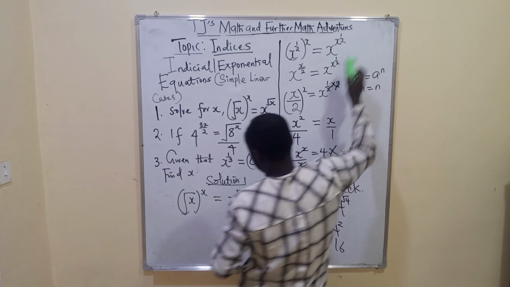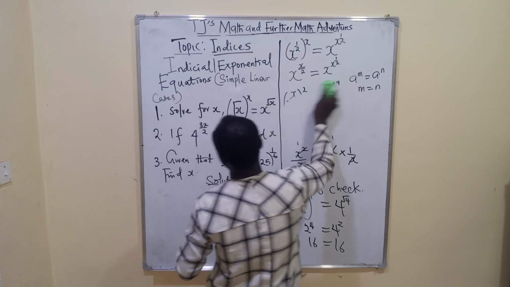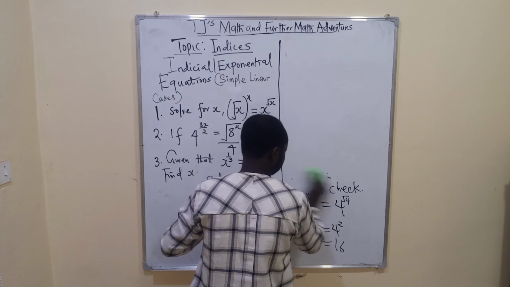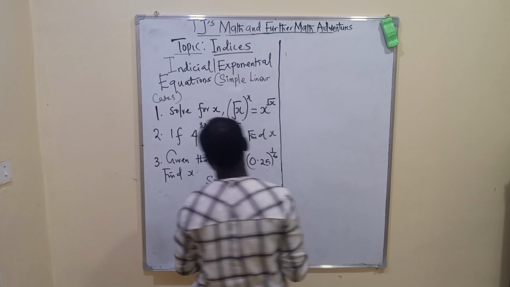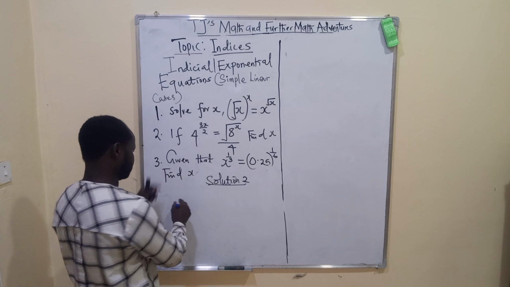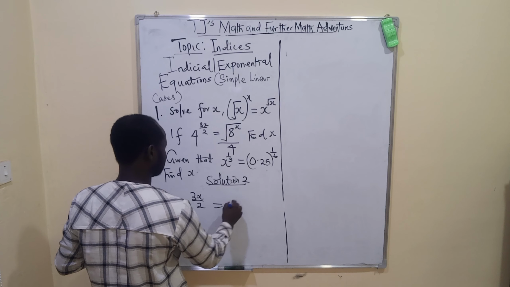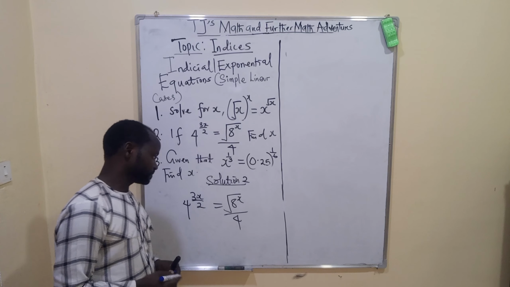Let's move to the next question, which is question 2 now. Let's clean this side so that we can move to question 2. Question 2, solution to 2 now. Let's write down the question. We have 4 power 3x divided by 2 equals to root 8x divided by 4.